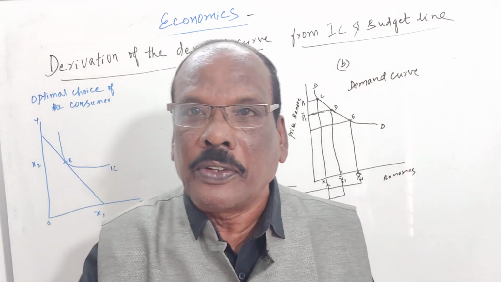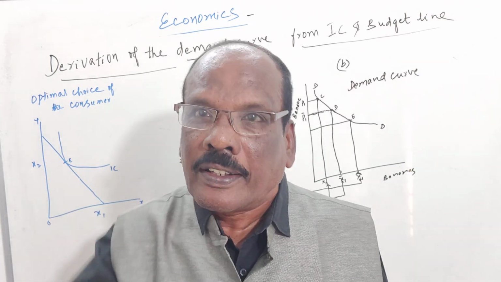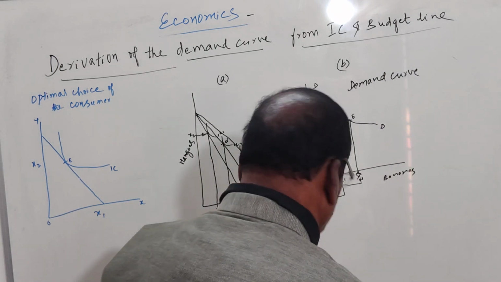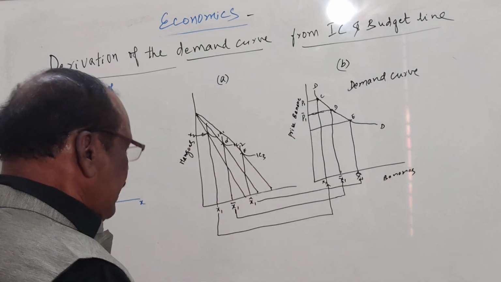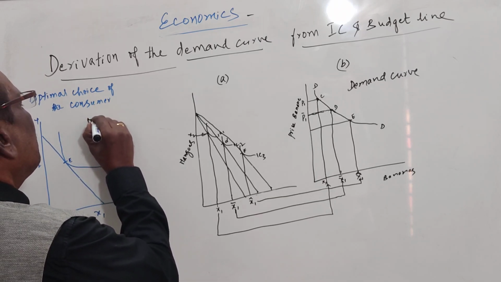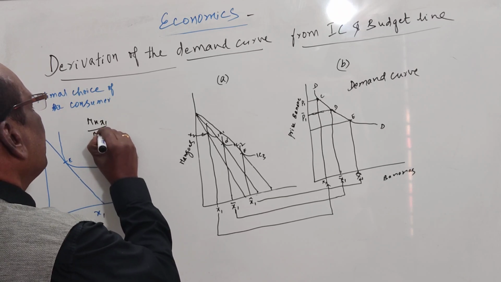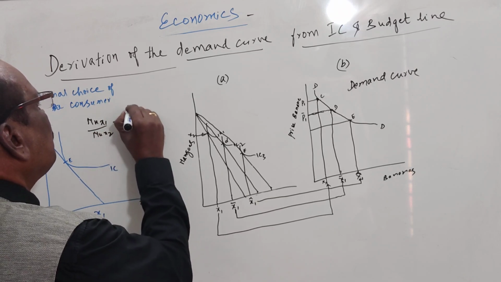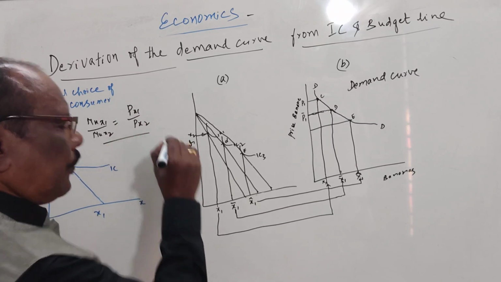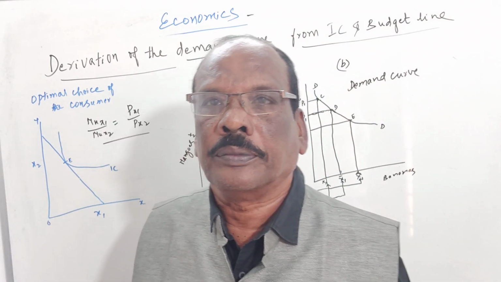That's the point of equilibrium where the budget line is tangent to the indifference curve. And you just see here, marginal utility of x1 and marginal utility of x2 is equal to price of x1 and price of x2. You know this. This indicates this equation.